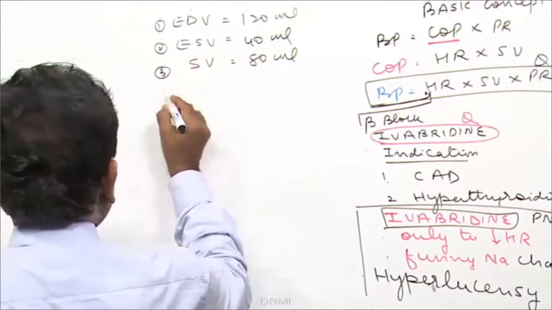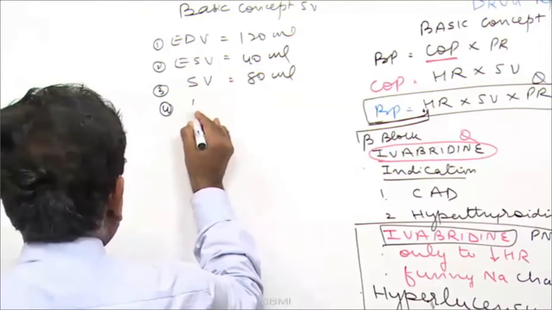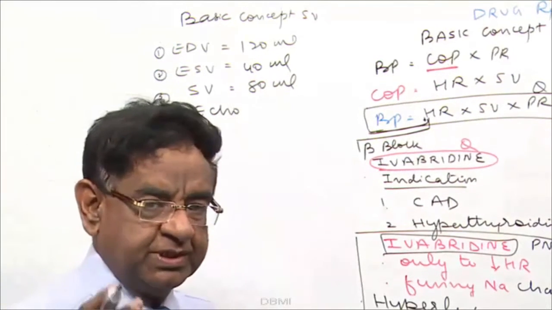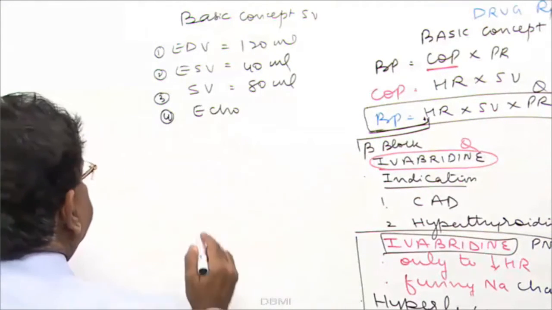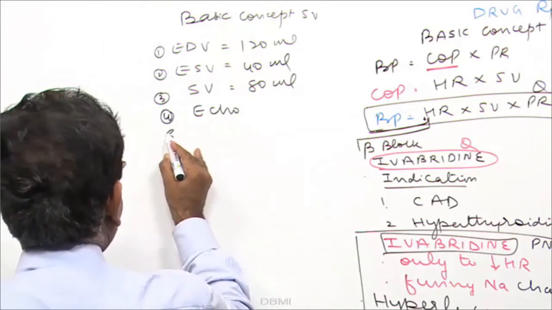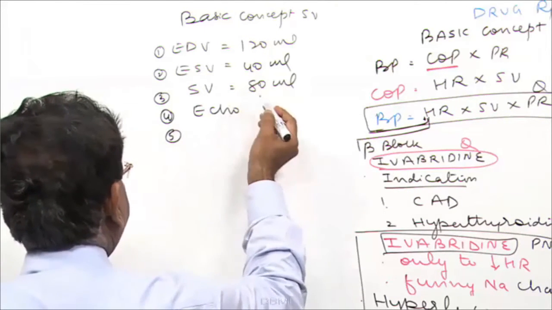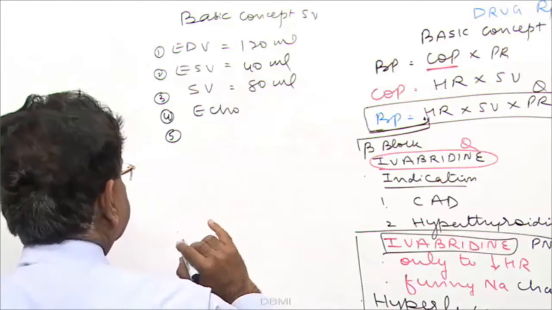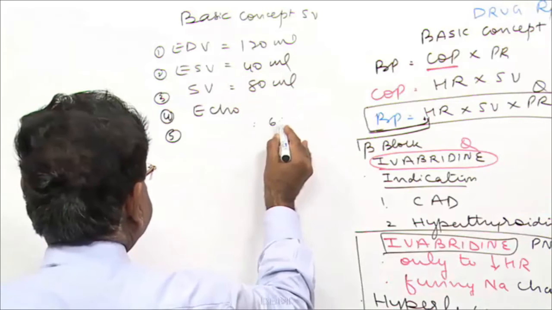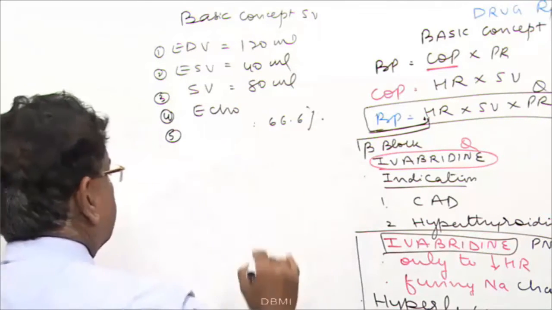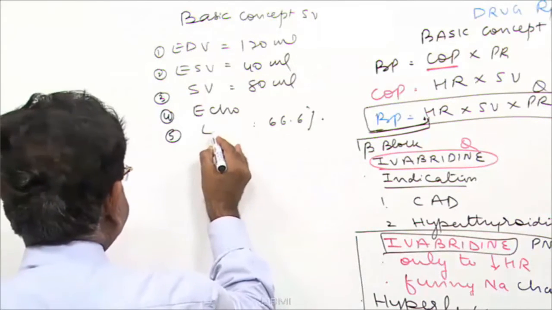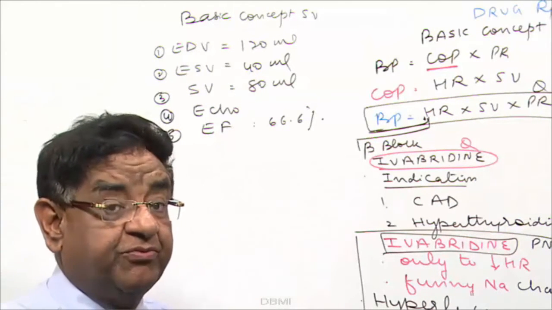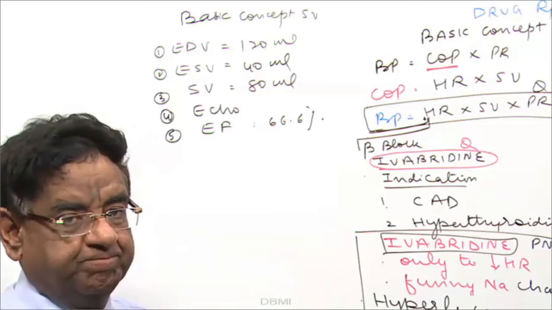And this you can detect best by echocardiography. Simplest and easiest way is echocardiography. And remember, out of 120, 80 ml goes out. It means how much? 66.6% goes out, and this is known as ejection fraction. EF is ejection fraction. Okay?